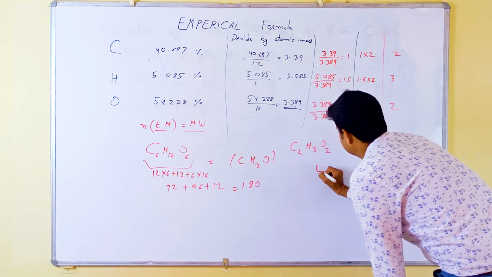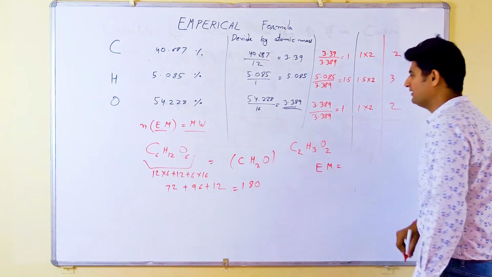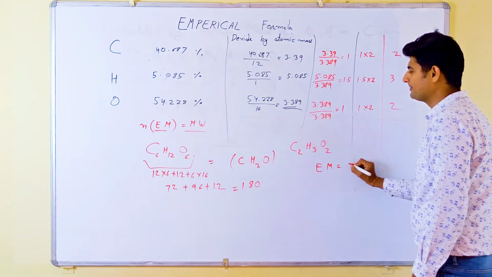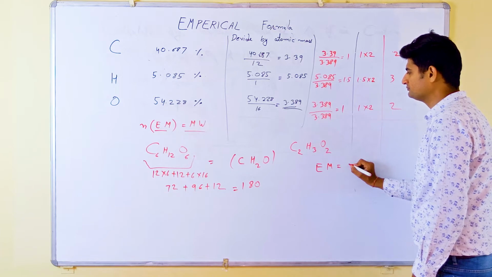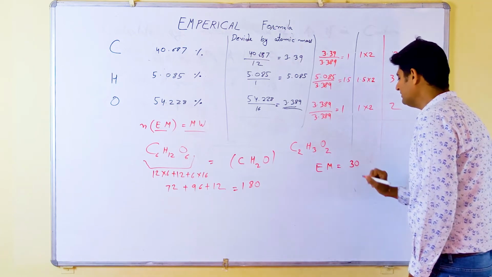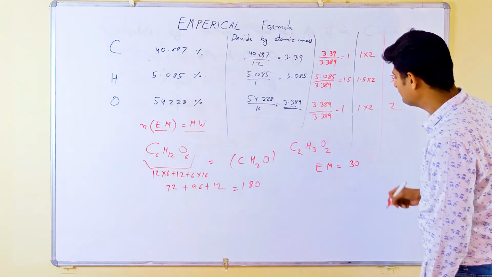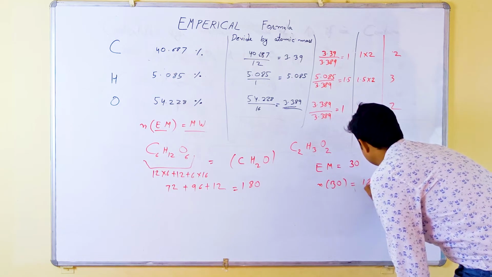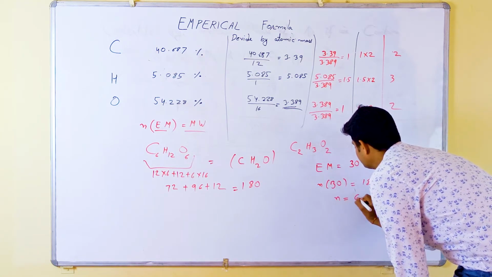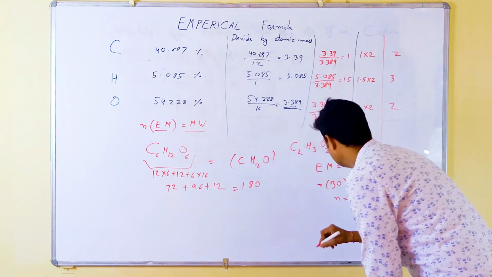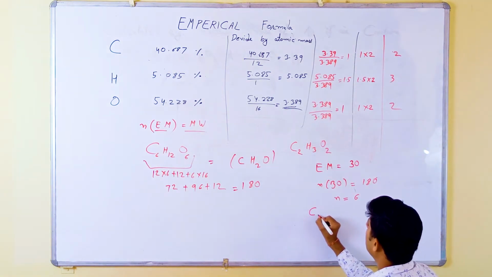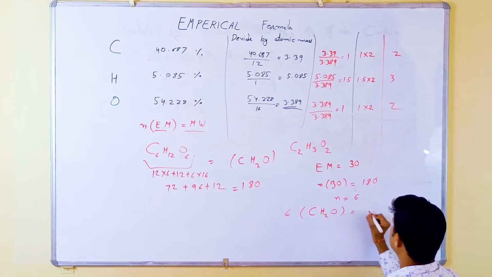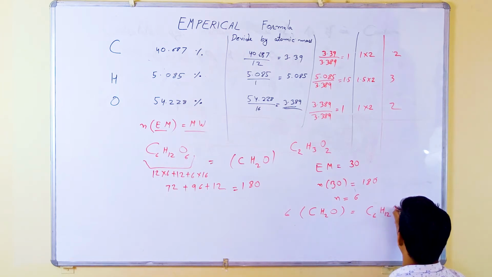The empirical mass will come as 12 plus 2 plus 16, which is 30. So you have to calculate the number n. n into 30 is equal to 180. n will come as 6. So you have to multiply this empirical formula by this number 6. So the overall formula will become C, H2, O, all multiplied by 6. It will come as C6H12O6.